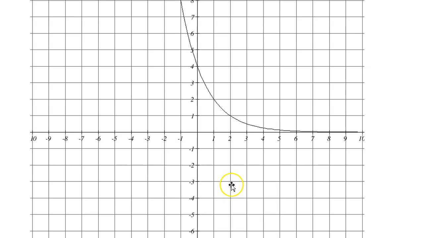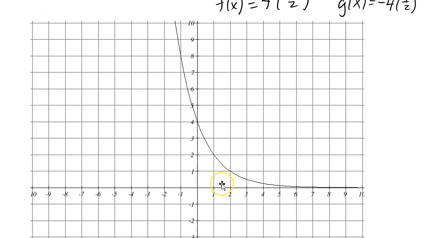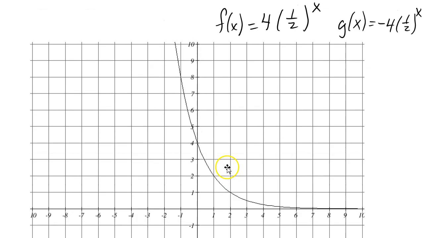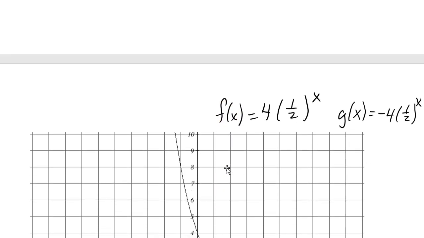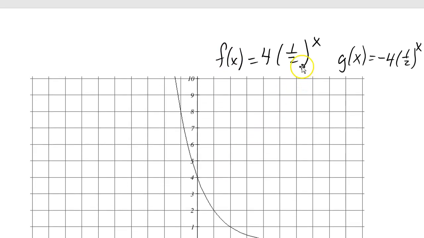When we're looking at this one, we've got this graph right here, and this does not appear to be the correct graph. How do I know this? Oh, it is the correct graph. I didn't notice that the 1/2 is a fraction, and that does give us decay.